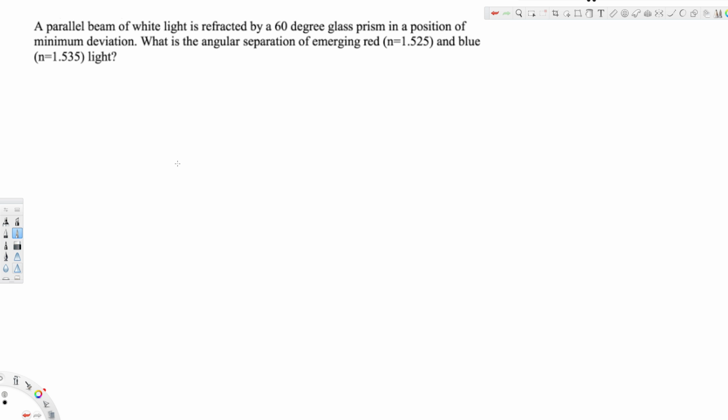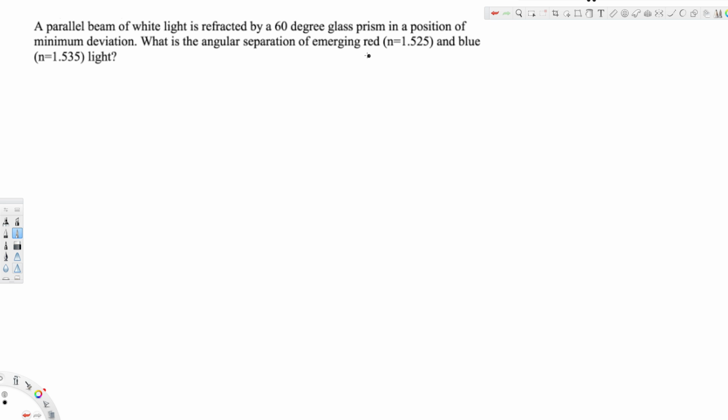What's going on, guys? Let's look at this problem right here. This question is asking: a parallel beam of white light is refracted by a 60-degree glass prism in a position of minimum deviation. What is the angular separation of emerging red and blue light?